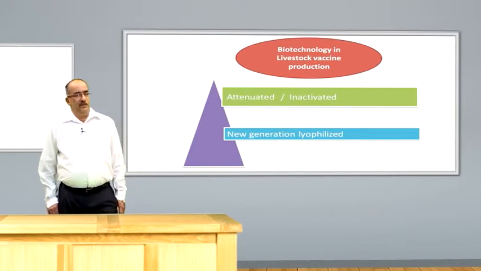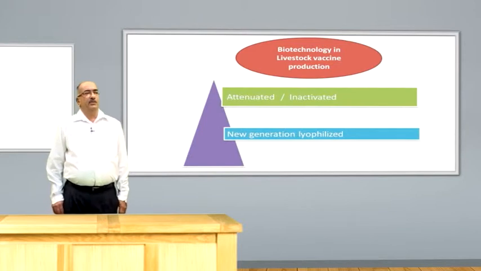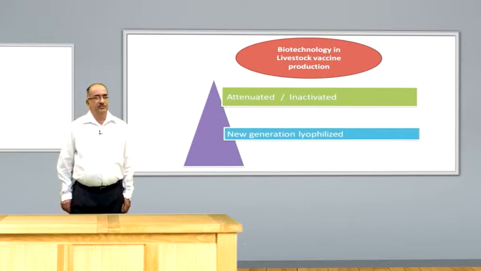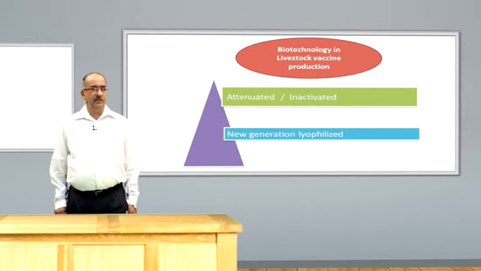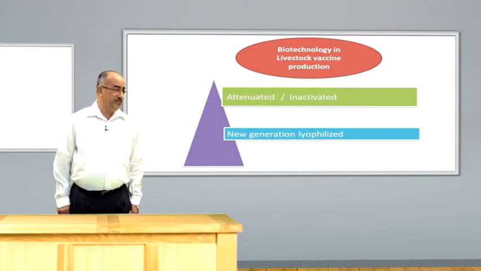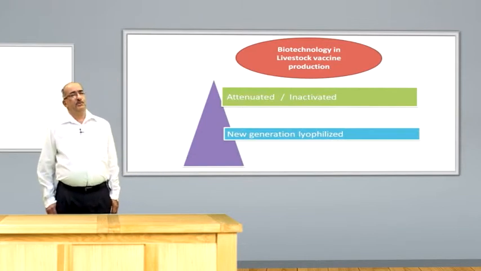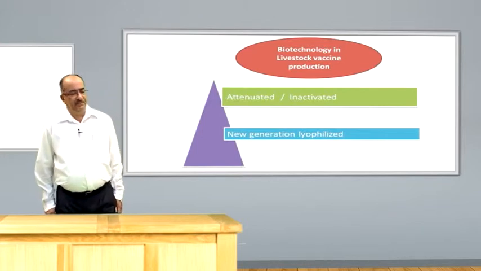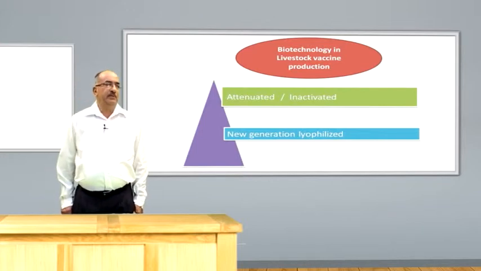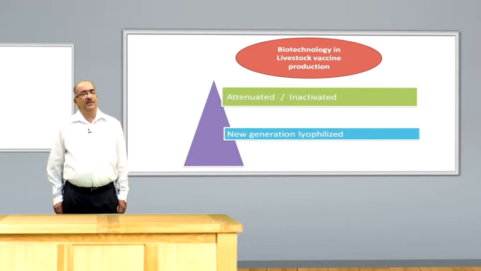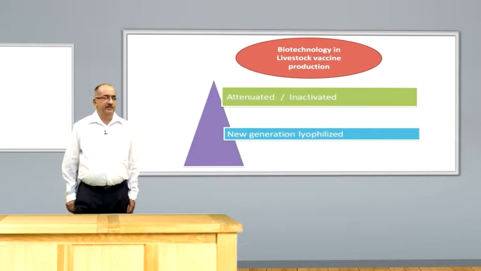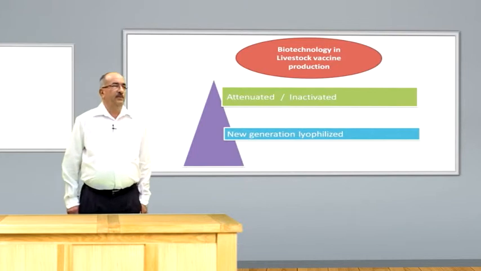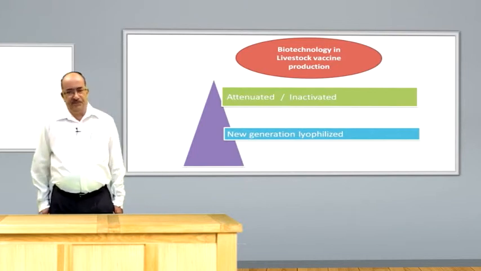So the biotechnological approach has come out with new generation vaccines, which are frozen dried, which you call lyophilized vaccines. They are easy to store. You can store them for years, for a prescribed time limit, on your shelves and reconstitute them as and when required and use them. So lyophilized vaccines are playing a key role in disease control in the livestock sector. Next.